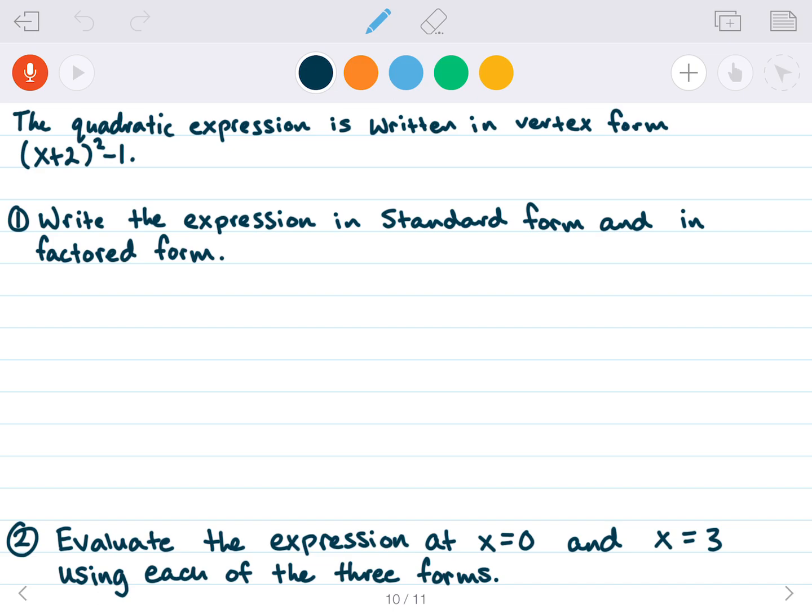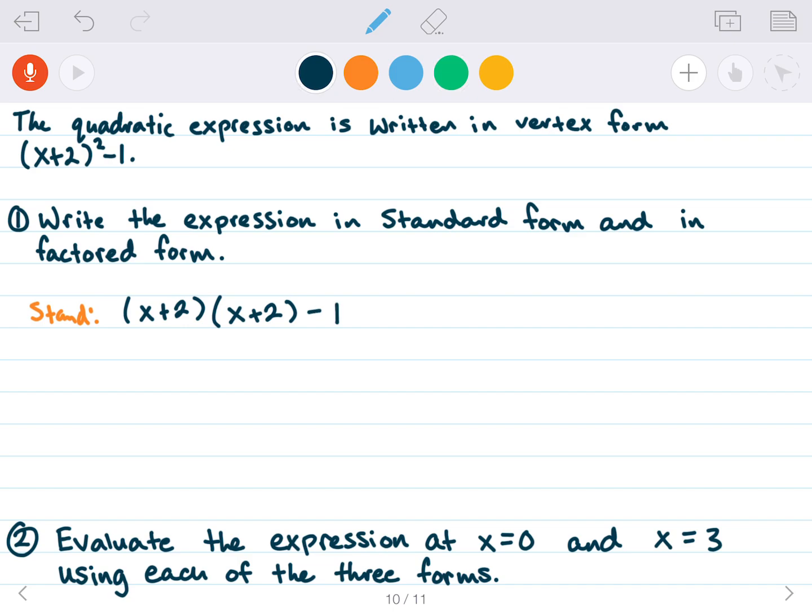Write the expression in standard and factored. So let's do standard first. So for standard, we just simply expand what we have. So we have x plus 2 squared, which is going to be x plus 2 times itself. And then we can FOIL this guy.